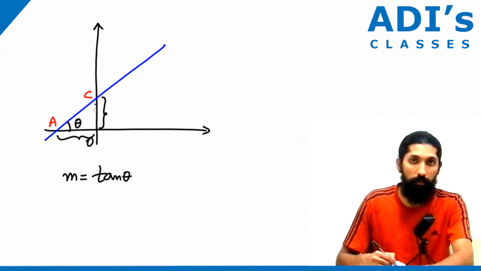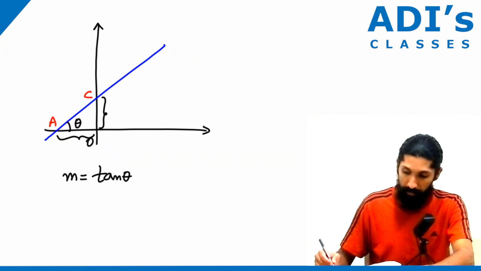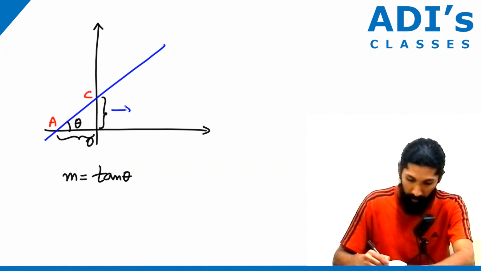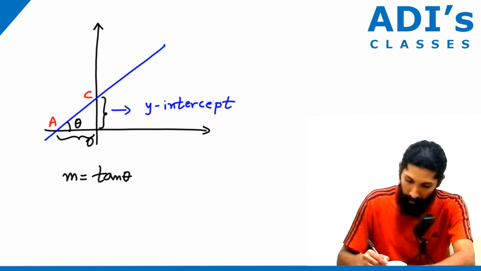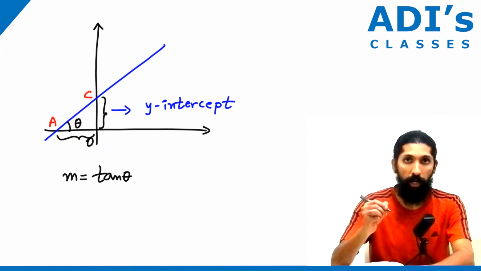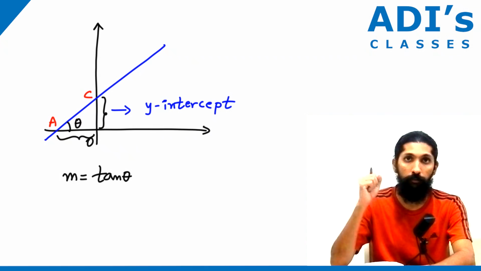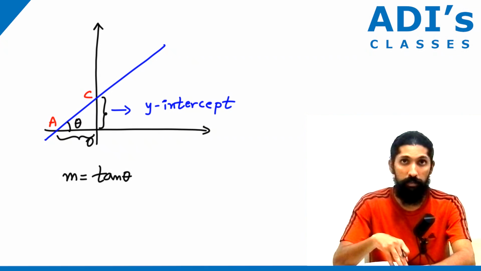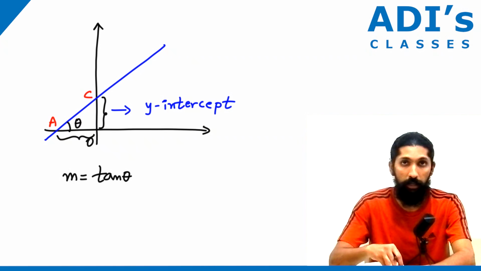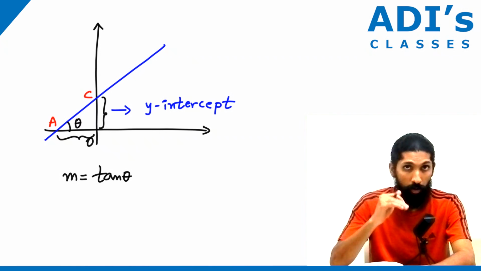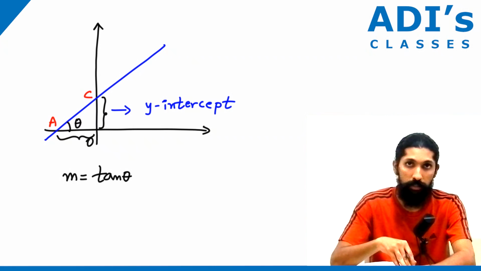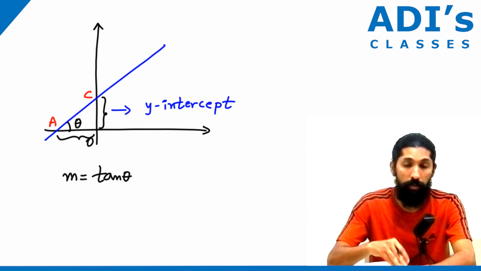Now O to C, whatever the distance we have, that particular distance has a name, and this is called the y-intercept. That means the y-intercept is the distance from the origin along the y-axis to where the line cuts the y-axis. Let me repeat this again. The y-intercept is the distance between the origin and the point on the y-axis where the line cuts the y-axis. This is called the y-intercept.